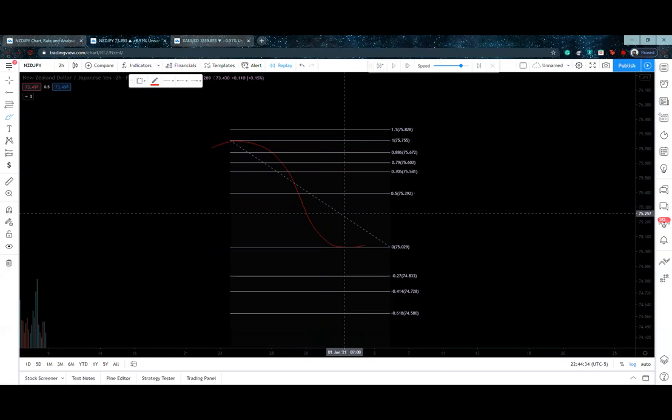Are you counting wicks there or the body? Like I said earlier, me personally, I do it from body to wick. However, you can do it from wick to wick, however you feel most comfortable.